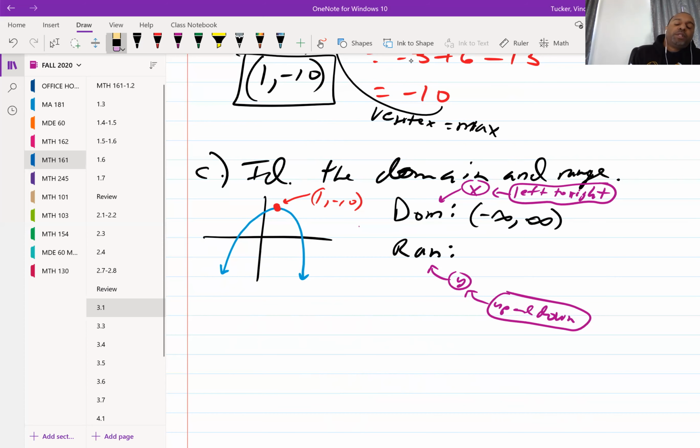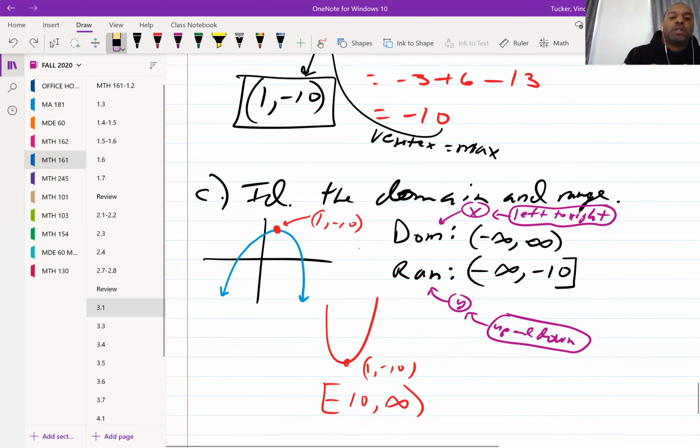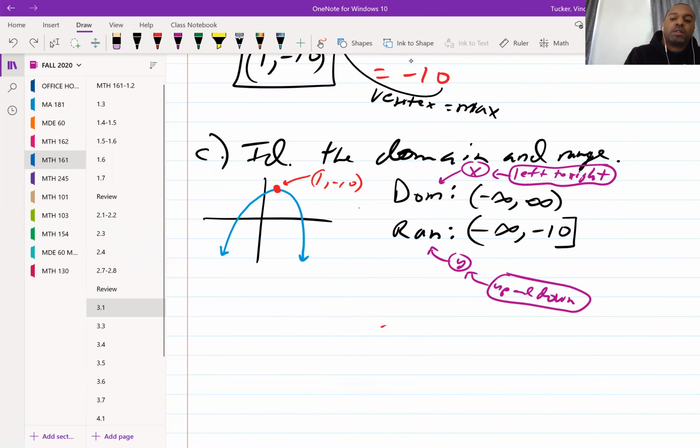Now for the range, that will depend on, first of all, if it opens upward or downward, and where your vertex lies. Our range is going to go from negative infinity up to -10. And we get that -10 from the y component of our vertex. Notice I use a bracket on that -10. Make sure you do that as well.